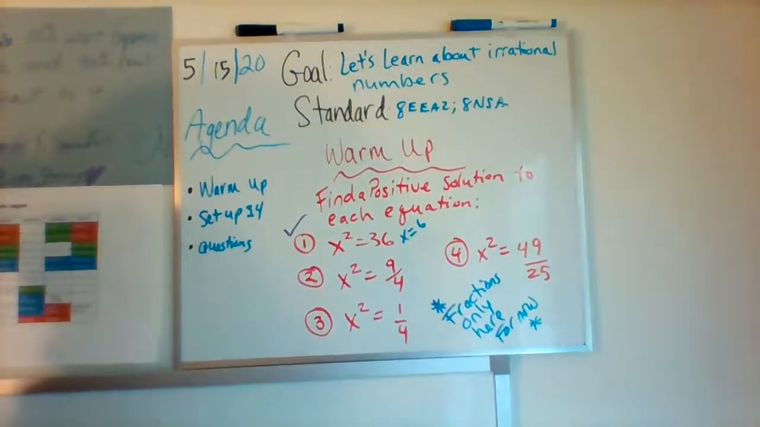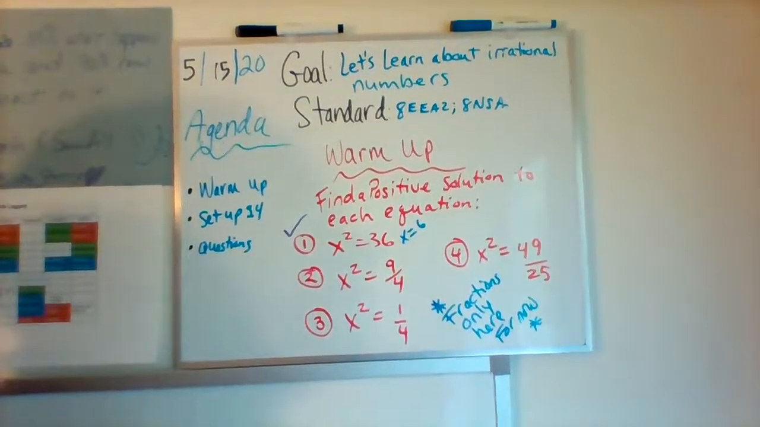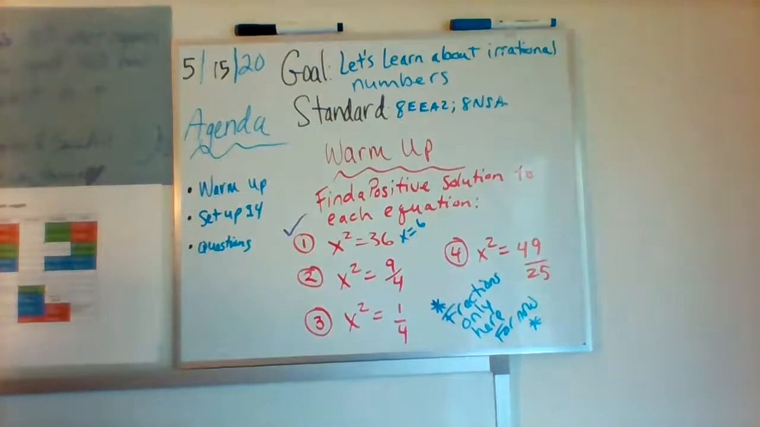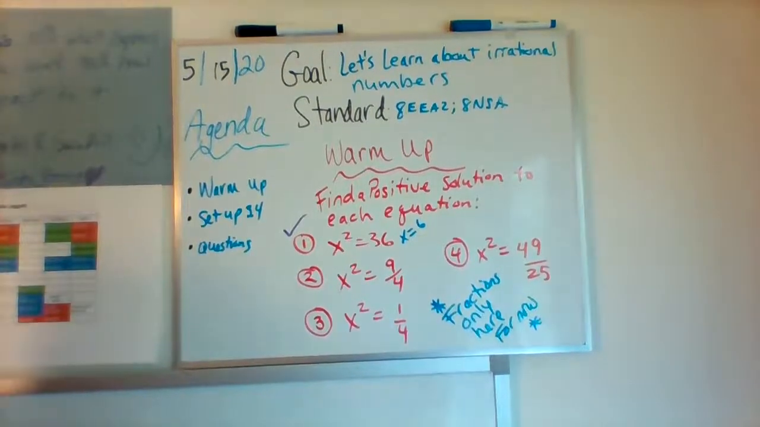Ruby and Kevin, while we're waiting for more people to join in, I would like you to take a look at number 2, 3, and 4 of the warm-up and see if you could find the value of x that makes the equation true. Number 1 has already been done in a previous session. Jacqueline said that x has to be 6 because 6 times 6 is 36.